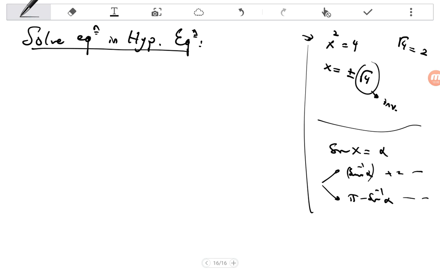Now let's check different forms for hyperbolic equations. For example, we have three different main forms for hyperbolic equations. Cosine x equal to alpha.